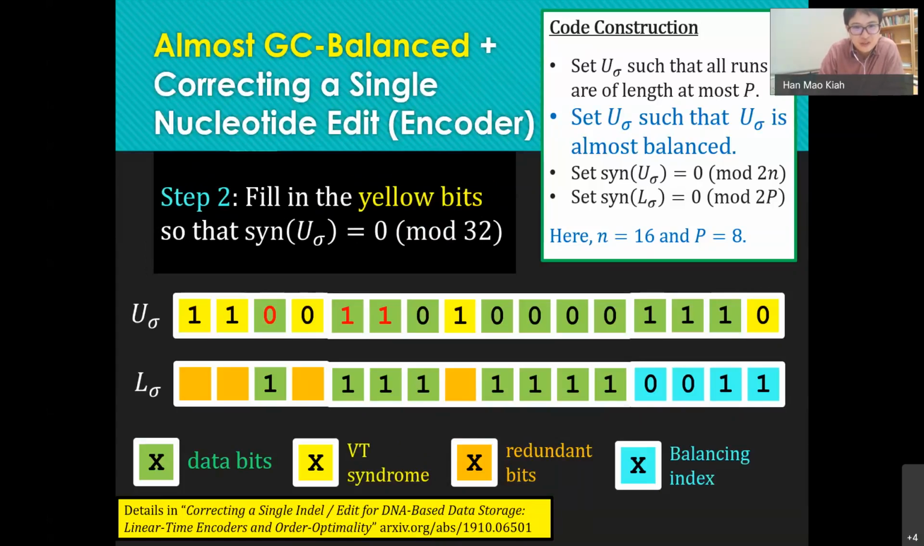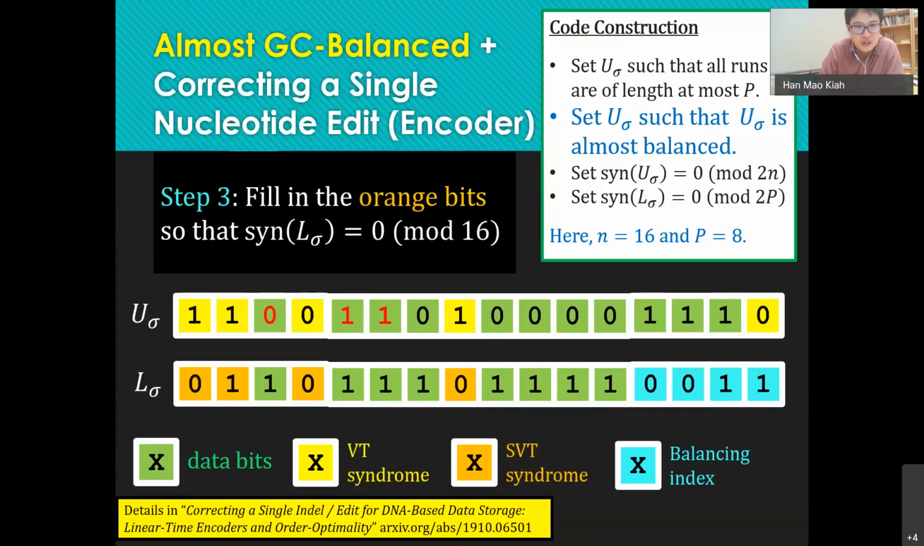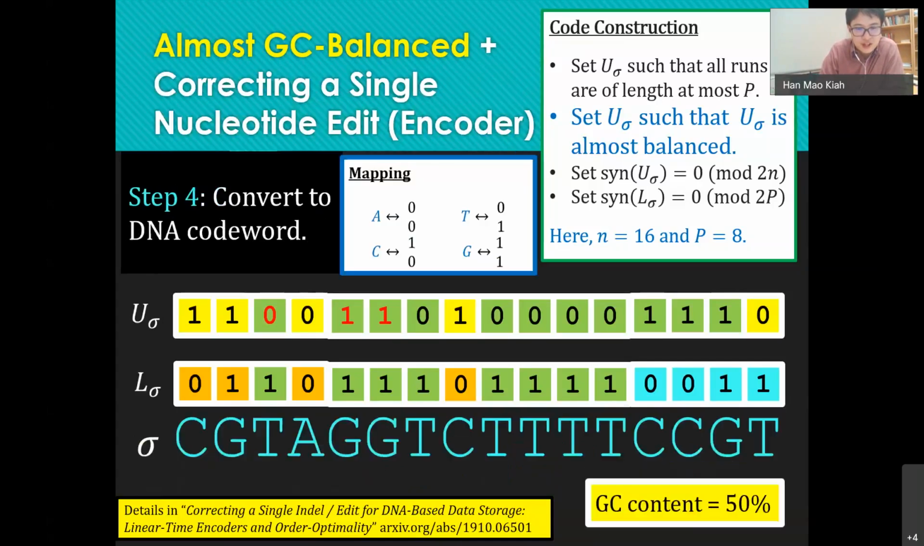After filling the yellow ones, we fill in the orange ones, which help us ensure that the shifted VT syndrome is equal to 0 mod 16. After these 4 steps, we do our mapping again and get back our bases A, T, C, and G. It turns out that in this example, we actually obtain a GC content of 50%. Again, I've glossed over certain details, like how I enforce this run length condition. Just believe that it can be done, and it isn't too difficult.